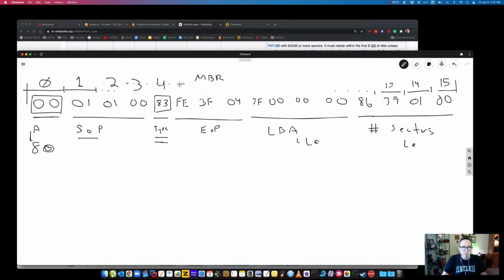Bytes 5 through 7 here are our end of partition indicator. It's going to be the locations of our start and end of partitions. And now we come up to what's called a logical block address. This is bytes 8 through 12.